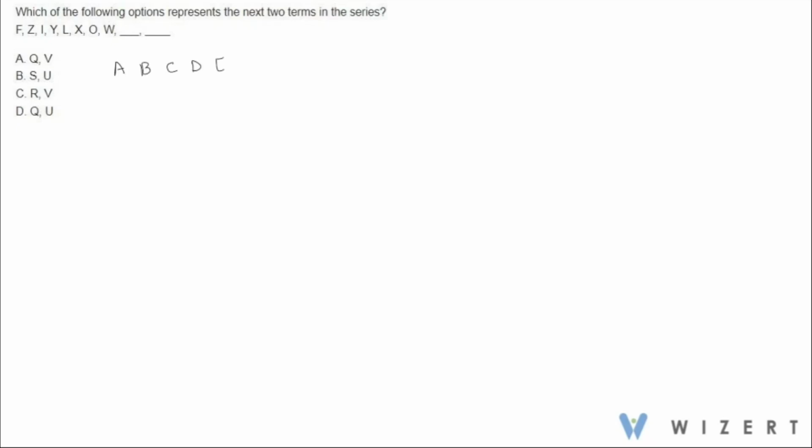A, B, C, D, E, F, G, H, I, J, K, L, M, N, O, P, Q, R, S, T, U, V, W, X, Y, and Z. So numbering: 1, 2, 3, 4, 5, 6, 7, 8, 9, 10, 11, 12, 13, 14, 15, 16, 17, 18, 19, 20, 21, 22, 23, 24, 25, and 26.